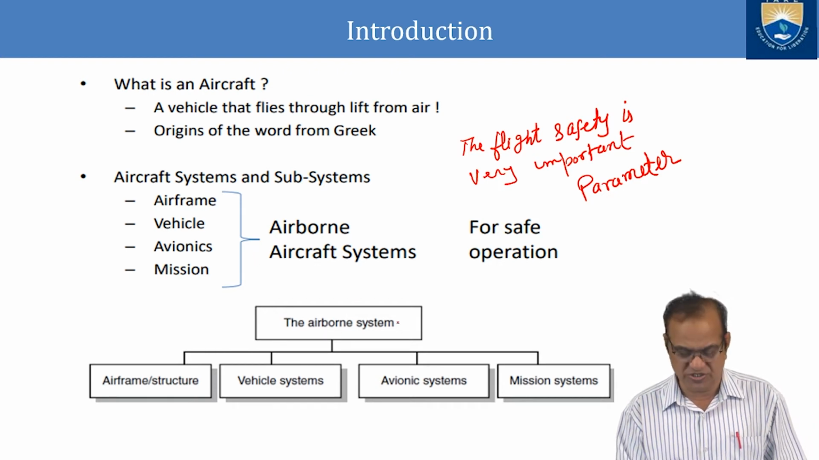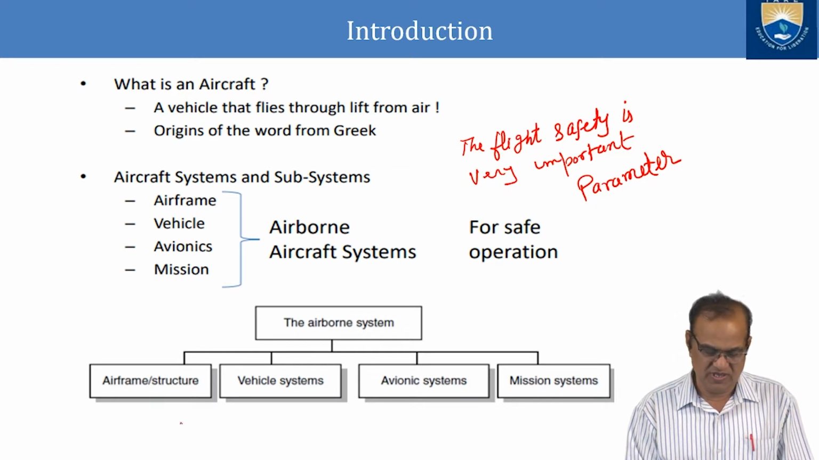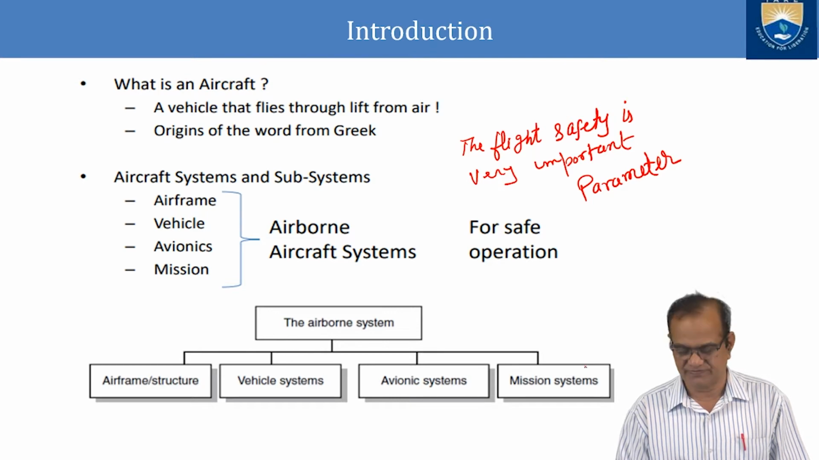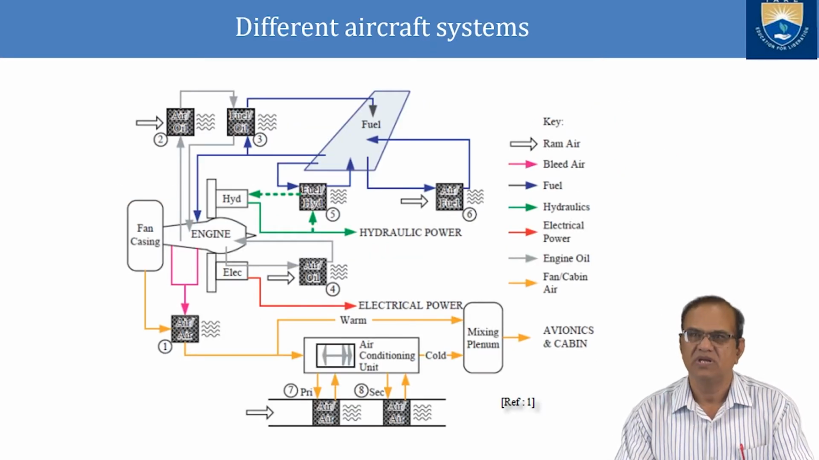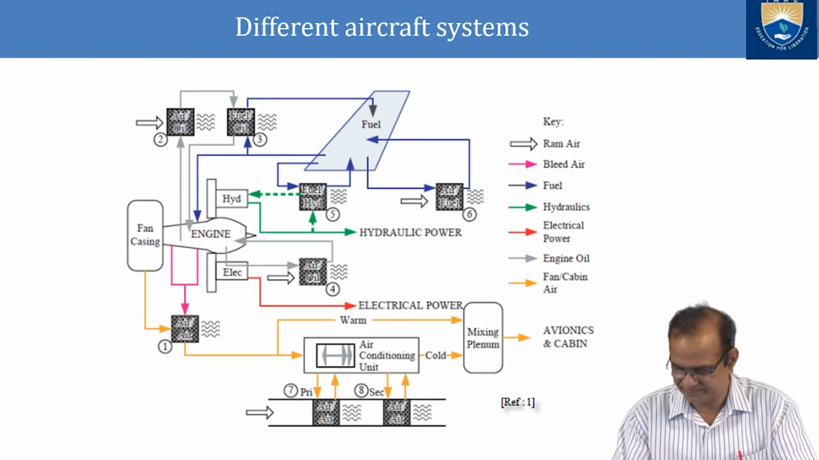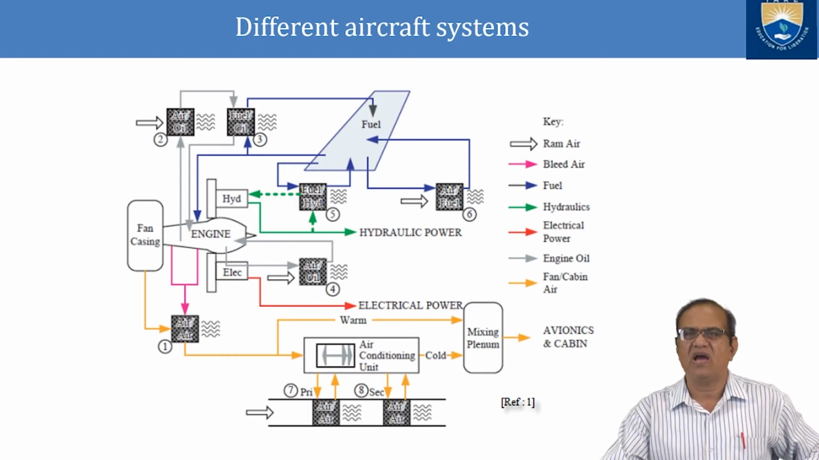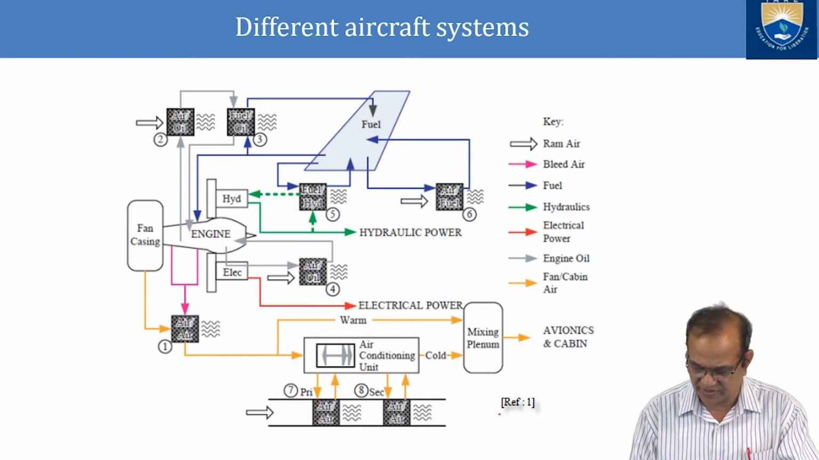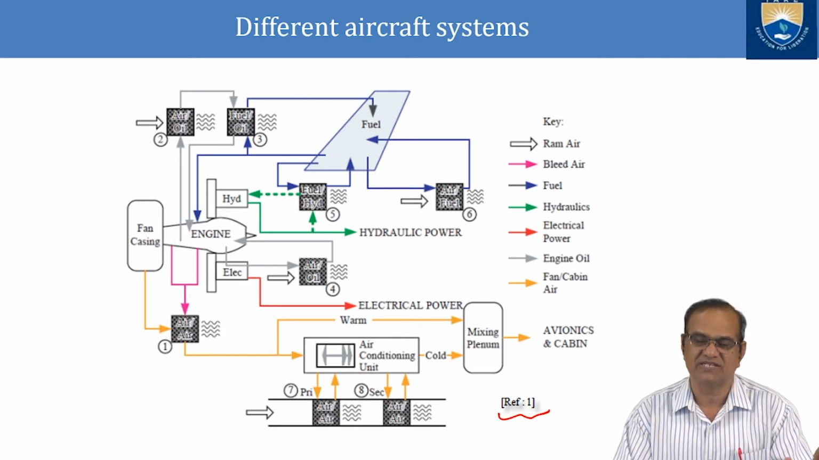So the airborne systems can be divided into airframe or structural system, then vehicle system, then avionics system, and the mission system. And now I will talk about these different aircraft systems. Here I am showing the figure from reference 1. I have taken this figure from that.